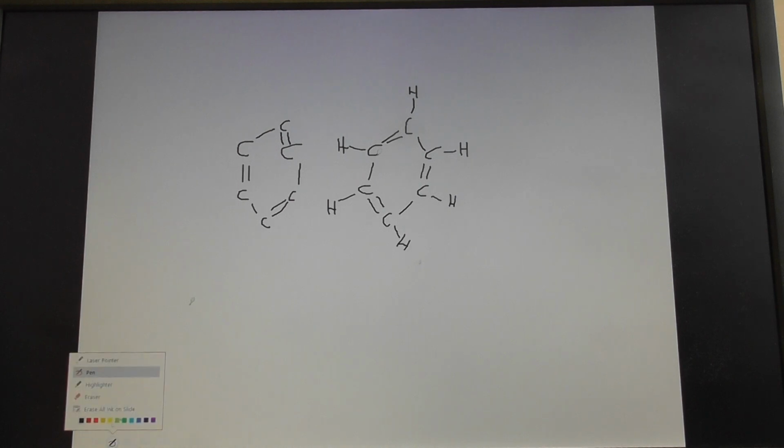Now, when they measured the length of these bonds, a single carbon-carbon bond is longer. So this bond here will be longer than this bond right here.